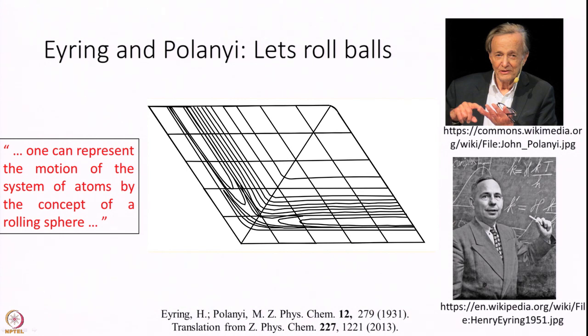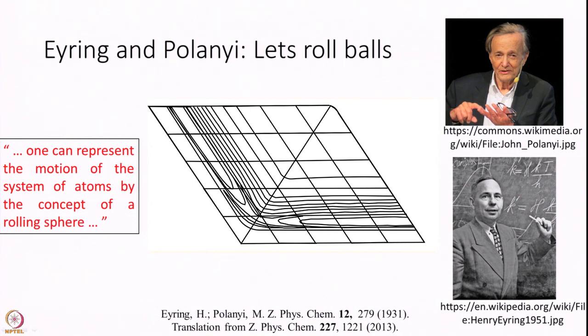So they said, let us think of these nuclei as classical particles. They are big and heavy. Electrons are so small, their mass is so small that I cannot treat them classically at all. That is going to be a disaster. But nuclei, protons or higher entities, I can start thinking classically. So Eyring and Polanyi said, okay, I have this potential energy with me. Why not start using Newton's laws to start thinking of dynamics on this potential energy surface?